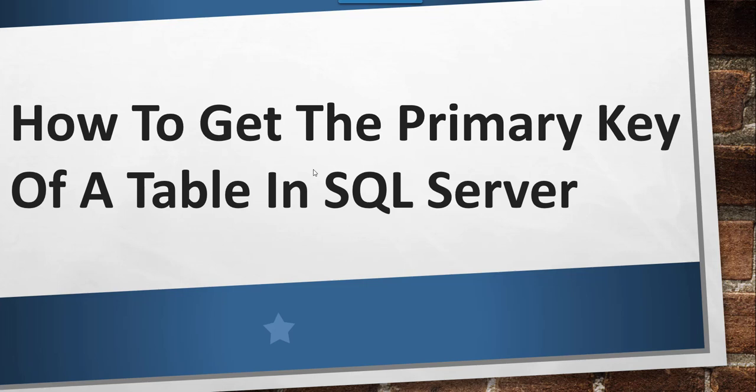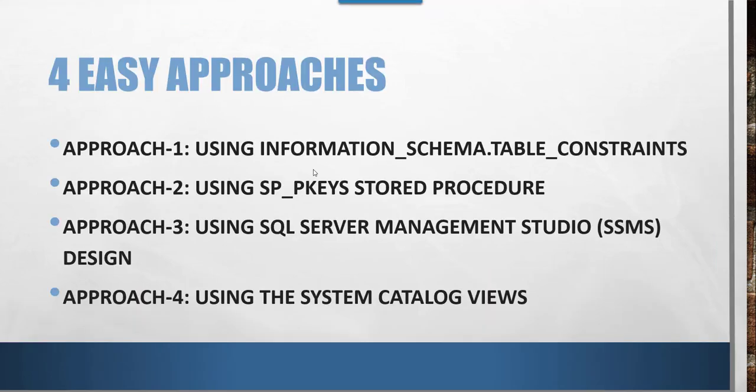Friends, today in this video, we will discuss how to get the primary key of a table in SQL Server. As part of this video tutorial, we will discuss four easy approaches or four easy ways to do this. The first approach is we can use INFORMATION_SCHEMA.TABLE_CONSTRAINTS. You can query this view to get the primary key details.